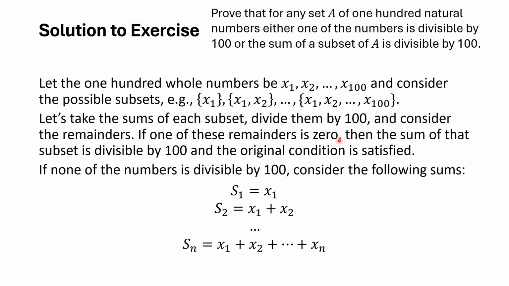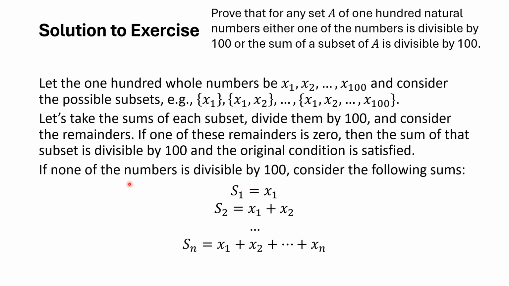If one of the remainders is 0, then the sum of that subset is divisible by 100 by definition of division, basically, and the original condition is satisfied. So that's what we want to show. Either one of the numbers is divisible by 100 or one of these sums, when you add all the members of a subset up and divide by 100, you get a remainder of 0. So we want to show that. To that end, we first state if any of the numbers are divisible by 100 individually, then we're done.